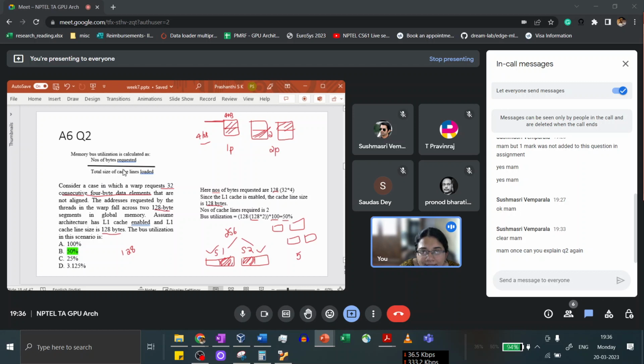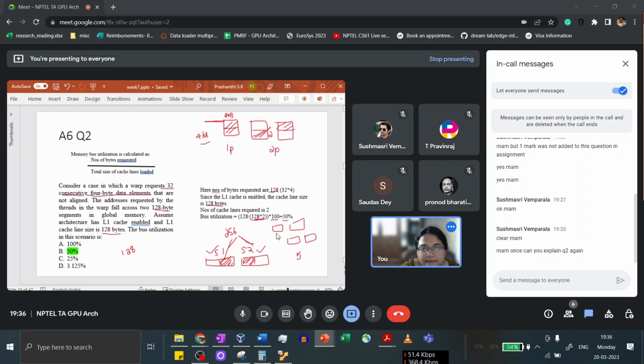So now putting this back into the formula, the number of bytes requested, basically what your threads in a warp have asked for, is just 128 bytes. They have asked for 32 into 4 bytes, right, which is 128. But what is the size of the cache lines that are being loaded? You're loading 2 cache lines because this is present in 2 segments. So the total size of cache lines loaded is 128 into 2. 128 from here, 128 from here, right? So 128 divided by 256 into 100 gives you the utilization.